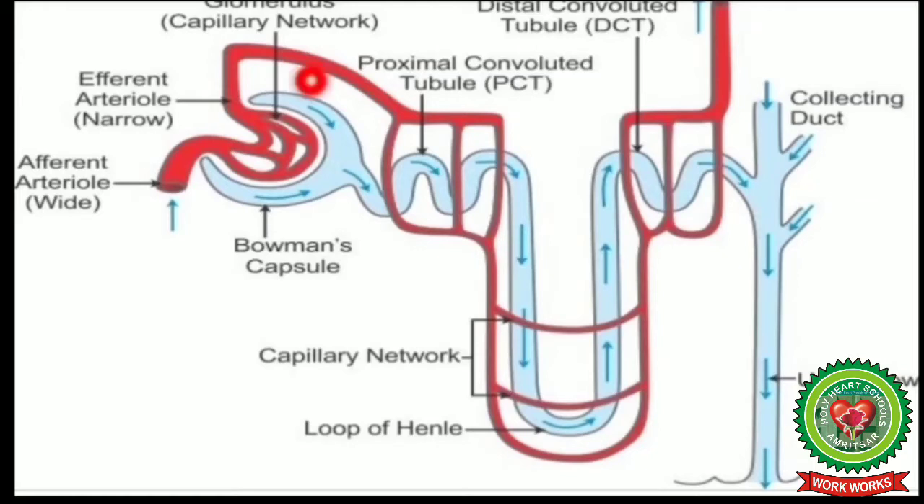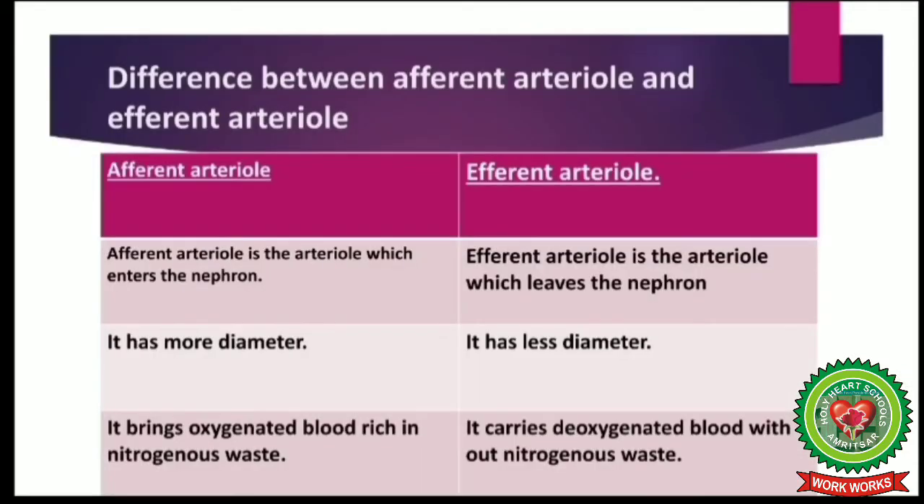Next is glomerulus. Glomerulus is a knot of capillaries present in the cup of Bowman's capsule. It is formed by the capillaries of the incoming blood vessel, that is afferent arteriole, and that of the outgoing blood vessel, that is efferent arteriole. The difference between afferent arteriole and efferent arteriole is very important. Afferent arteriole is the arteriole which enters the nephron, and efferent arteriole is the arteriole which leaves the nephron.